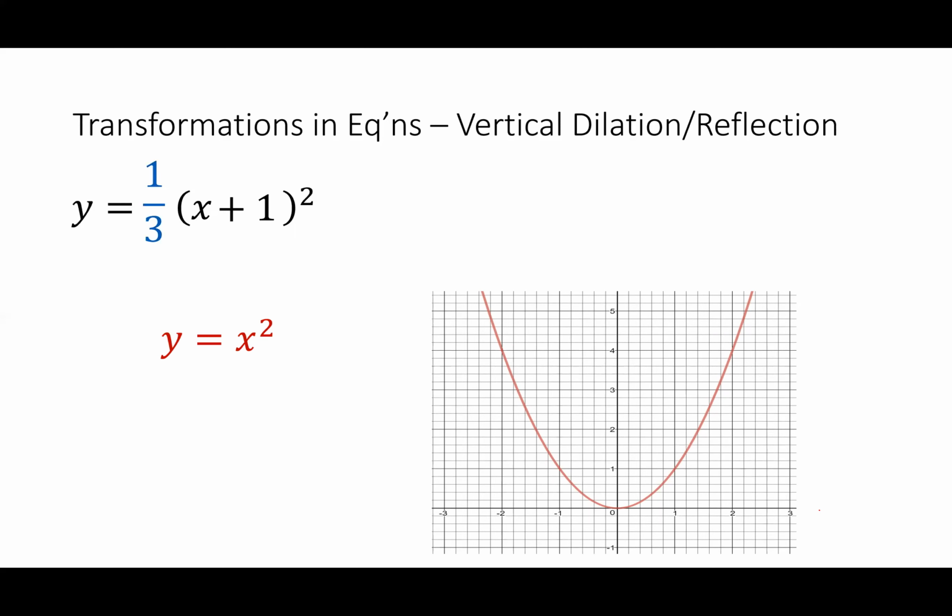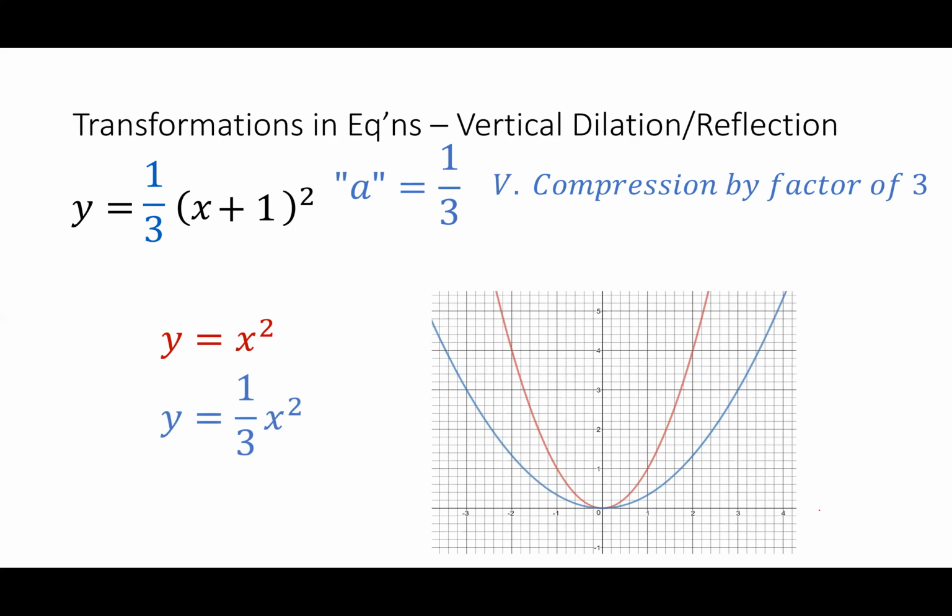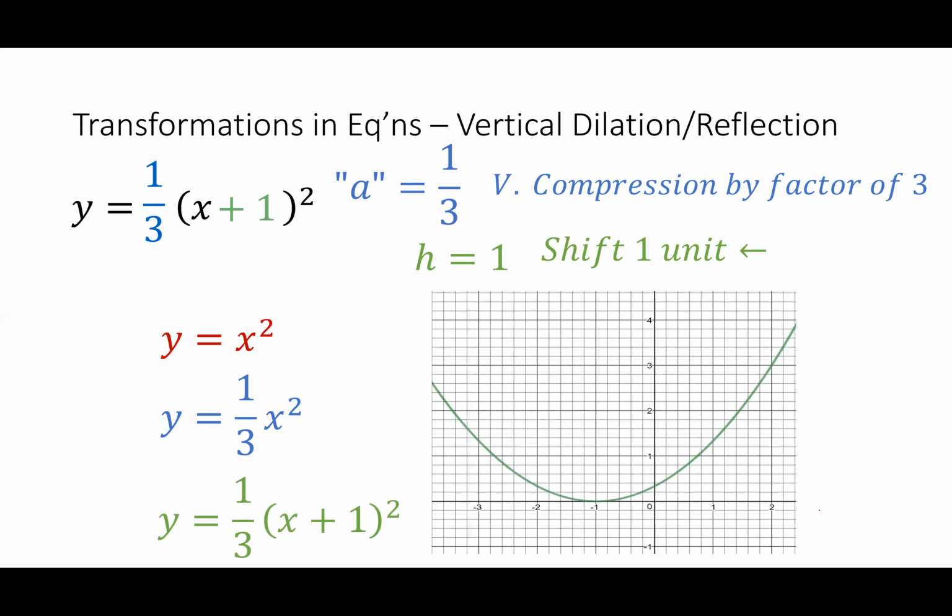The 1/3. What's the 1/3 going to do? Since the k value is in between 0 and 1, what we're going to be doing is a vertical compression by a factor of 3. So it's going to make the graph effectively wider. And now what's the +1 going to do? The +1 is on the interior of the function. So what this means is the h value is 1. So I'm going to shift it 1 unit to the left. And this is my resulting sketch. It doesn't have to be perfectly accurate. This is just a sketch.